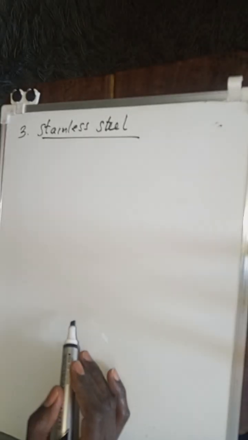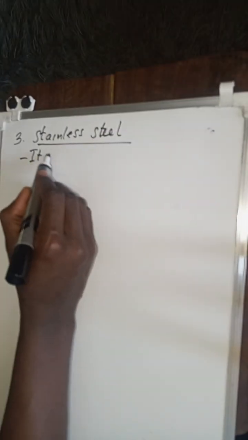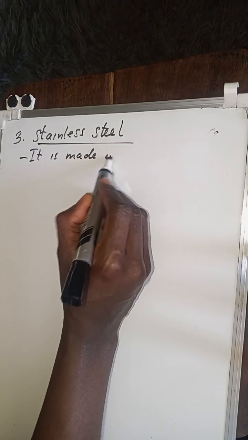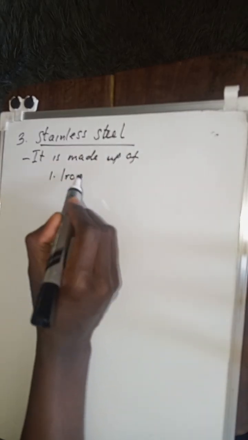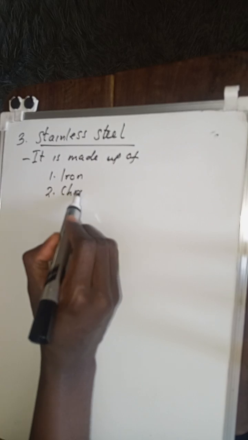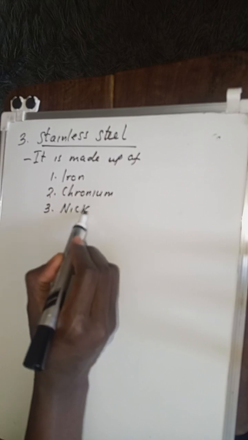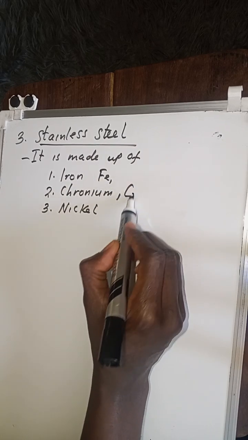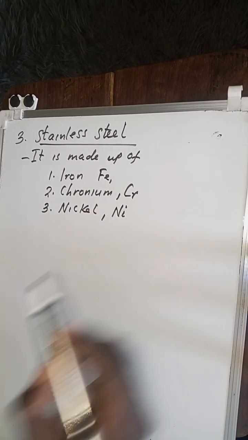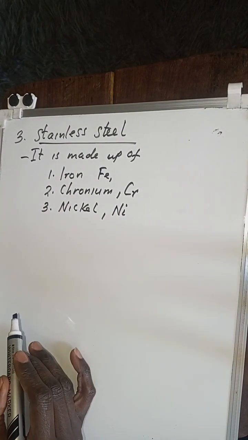Now when it comes to stainless steel, what elements make up stainless steel? We can simply say that it is made up of, one, iron. Two, they are going to be using chromium. And three, they can also use nickel. So those are the elements, Fe, Cr, and Ni. Those are the elements that are going to be found in stainless steel.